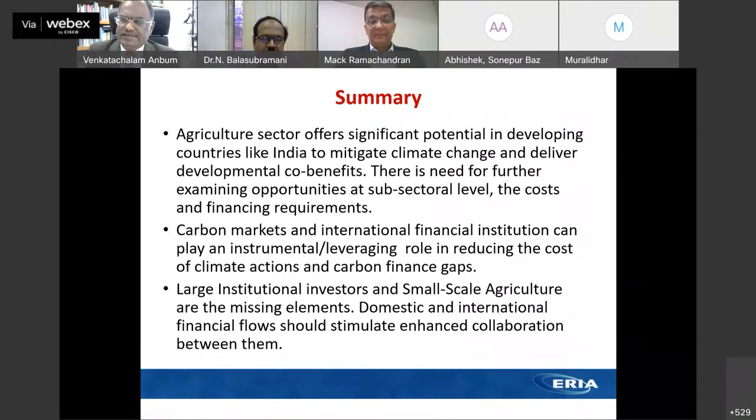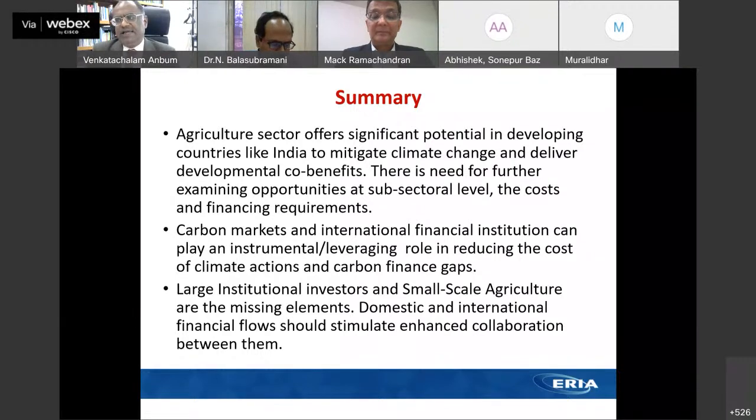One is the agriculture sector plays a key role in the case of India in meeting the net emission targets. Without the agriculture sector taking action, the 2070 targets cannot be reached, and there will be difficulties. And second thing is the carbon markets and the international financial institutions can play an instrumental role, but only as a leveraging role. But most of these actions have to come from national sources.